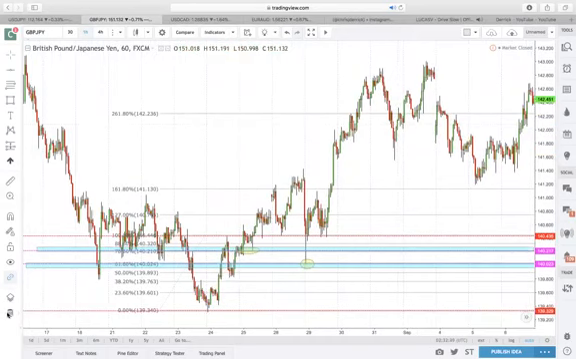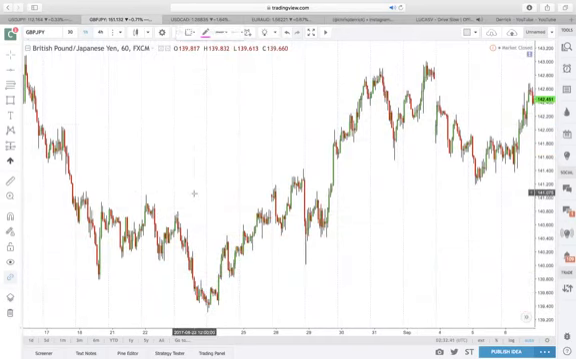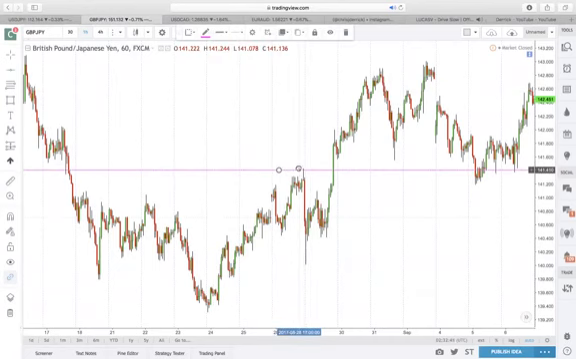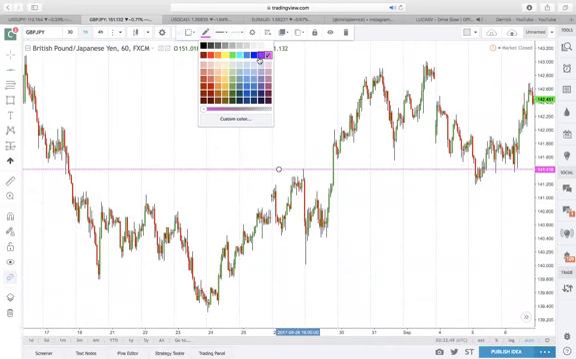Okay? Let's continue. Let's do this again. If I want to figure out, say for instance, this top area of resistance, and I want to be able to make sure that I'm accurate enough to know where I could press buy at, okay?